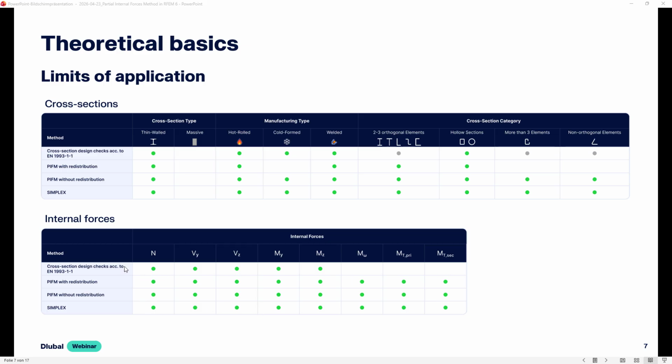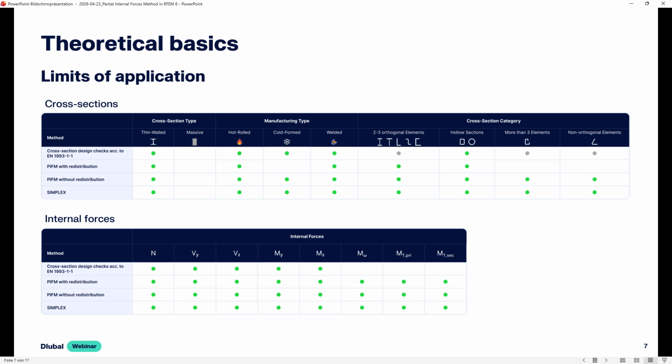While for the EC3 design checks, again, plastic design checks with interaction formulas, there's a restriction. So here we cannot consider the torsional moments caused by primary torsion or also caused by warping torsion and the secondary torsional moment. So here we would have to switch back to the elastic design checks, which of course is much less economical. So this is definitely a big benefit, which speaks for the PIFM.